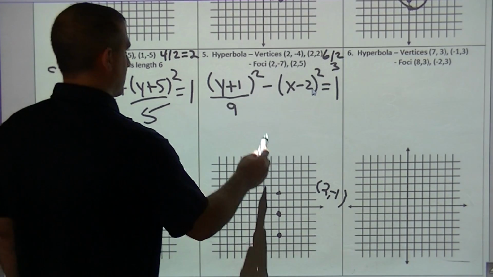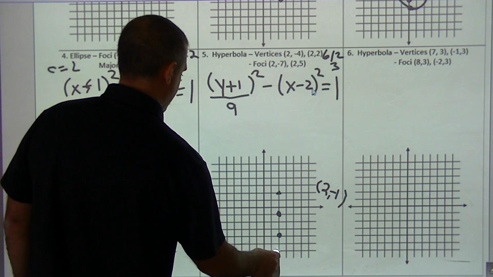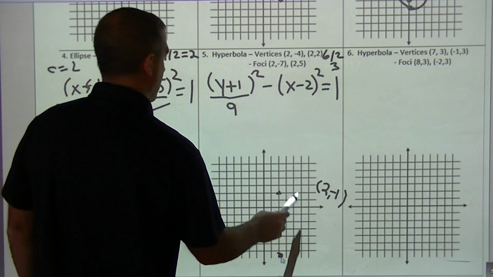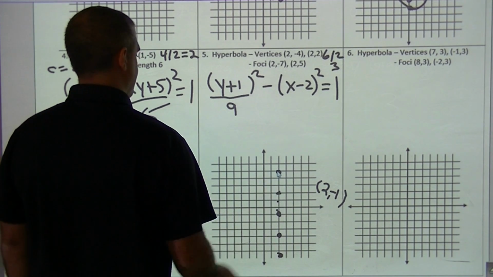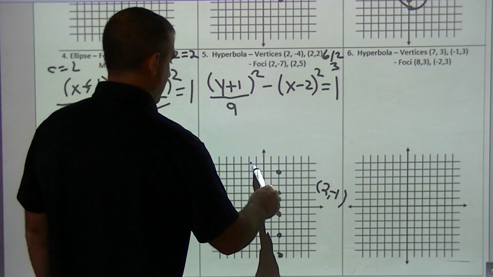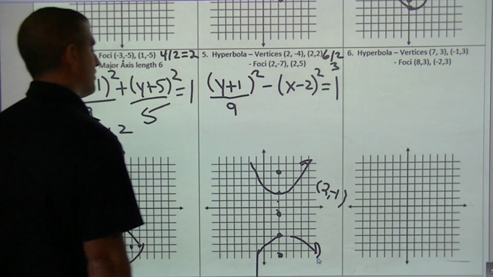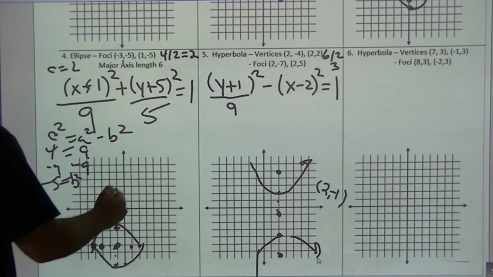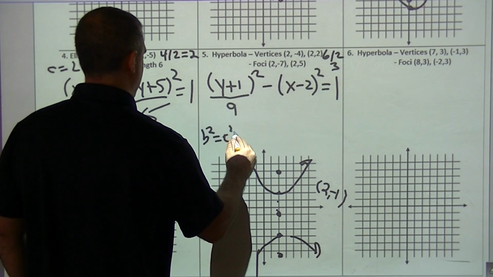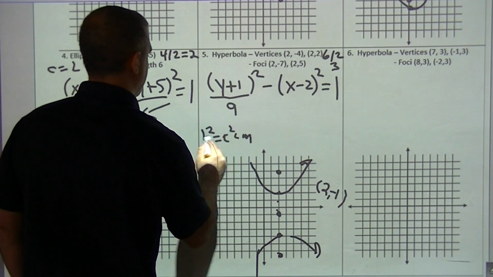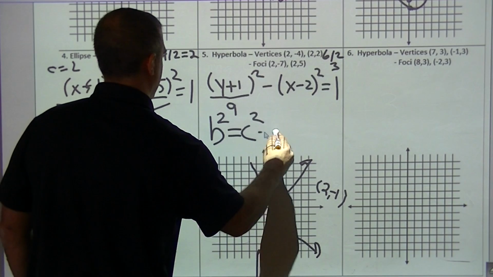Then it says the focuses are at 2, negative 7. So 1, 2, 3, 4, 5, 6, and 7. And then 2, 5. 1, 2, 1, 2, 3, 4, and 5. Now, I know that my hyperbola is going to open this way because y is first. Now, I have to use the hyperbola formula, which is a little bit different. The hyperbola formula says b squared equals c squared minus a squared.